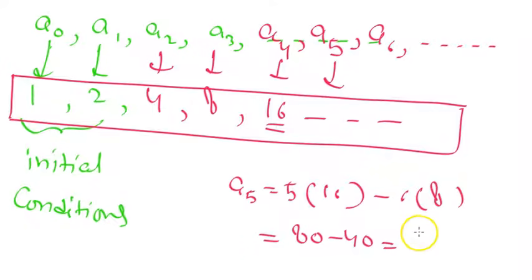So that is 80 minus 48. Finally, what you got is 32. Now you can notice that the next term is 32, so this is the sequence we got: 32, and the next will be 64, and so on. So this is the sequence we got.